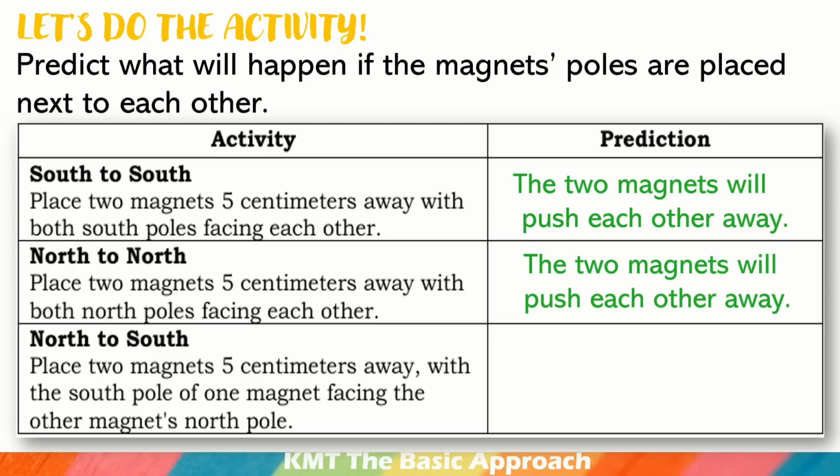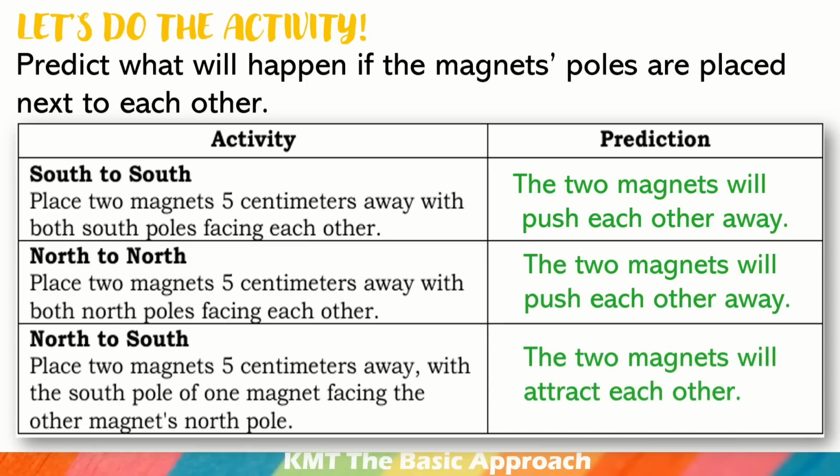Next, north to south. Place two magnets 5 centimeters away, with the south pole of one magnet facing the other magnet's north pole. What will be your prediction? Good job! The two magnets will attract each other.